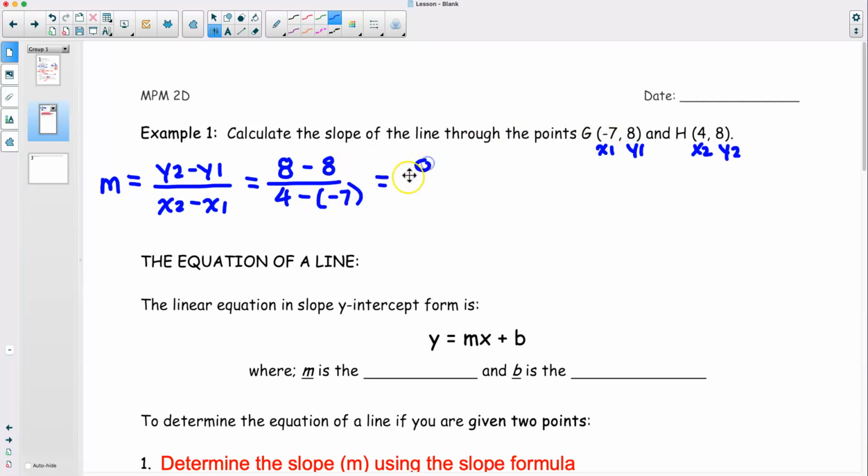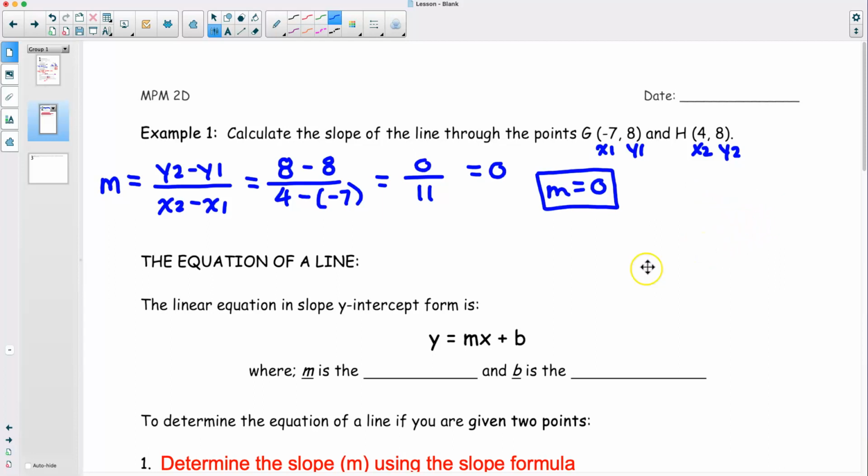So this is going to be 0 over 2 negatives make that positive. So this is going to be 11. And that's going to be 0. So in this case, our slope is going to be 0. So since this is 0, this is going to be a horizontal line if you plot these. There's no rise in this case. There's only the run going sideways.